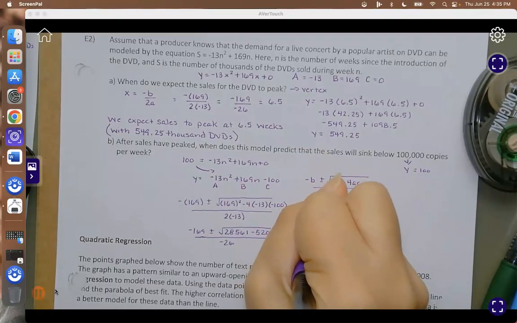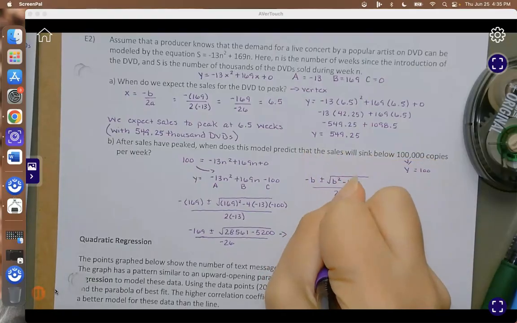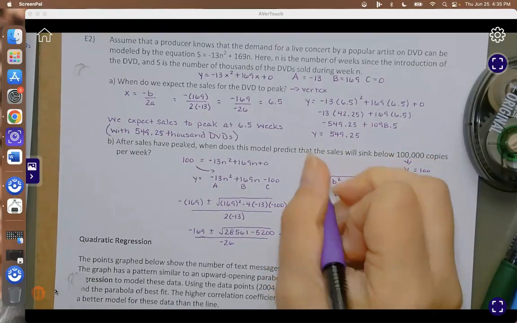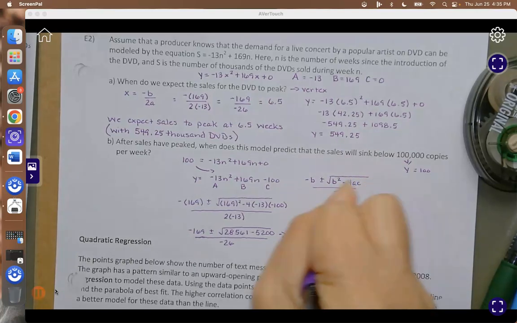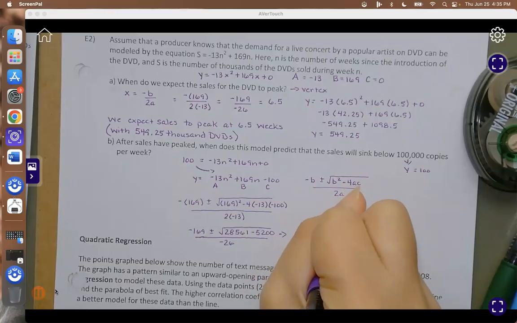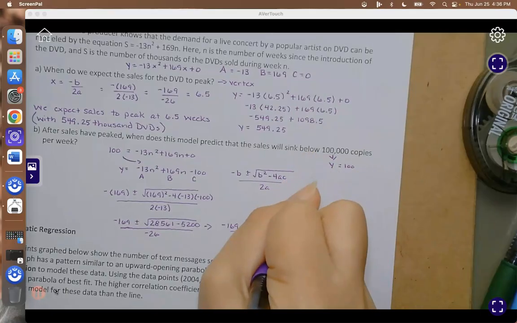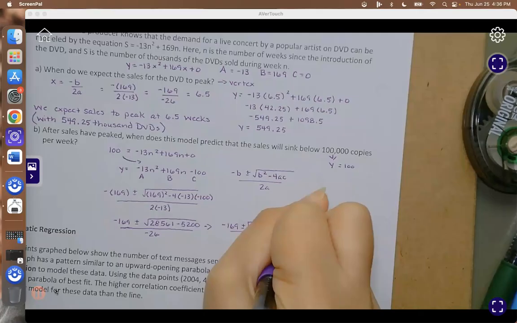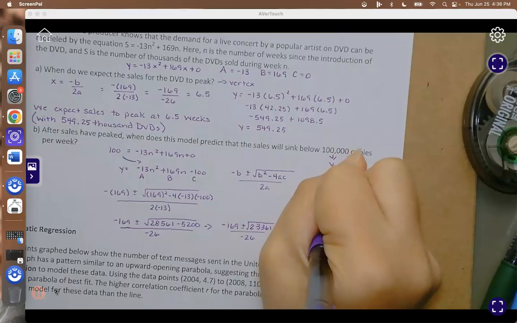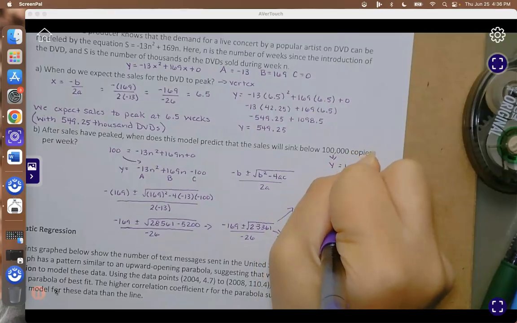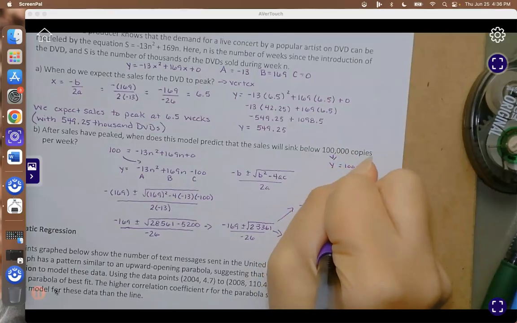So this gives me negative 169 plus or minus the square root of 23,361 over negative 26. Now remember, this breaks it into two pieces. Negative 169 plus the square root of 23,361 divided by negative 26.